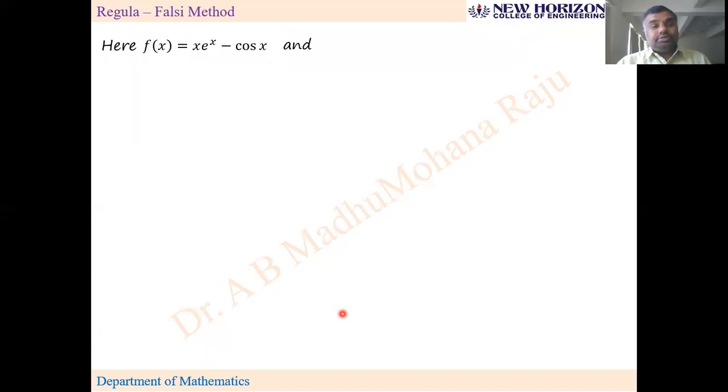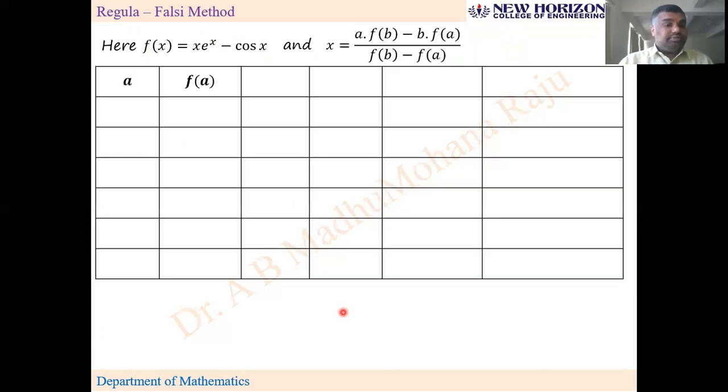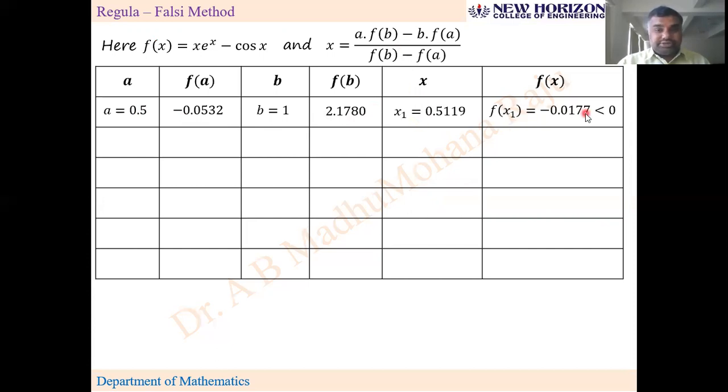Same. Write the function and the formula table: A column, f of A column, B column, f of B column, x and f of x. If you want, you can decrease the number of columns also. A and f of A in one column only, B and f of B in one column, x and f of x in one column. One by one you can write. A is 0.5, f of A value, B value, f of B value. By using these 4 values in the above formula, you will get x as x1, and f of x1 is negative. So it will come into the A position.